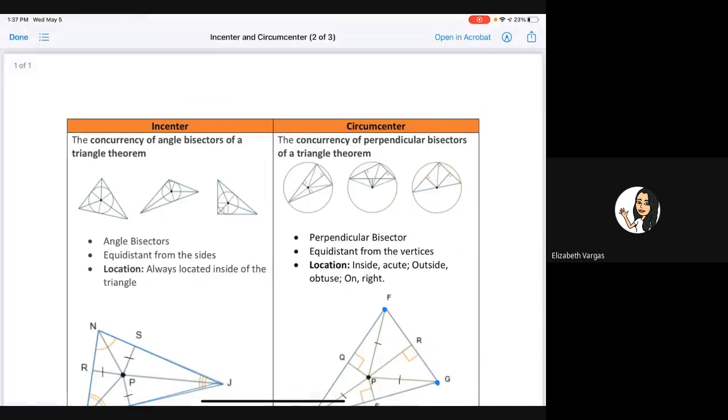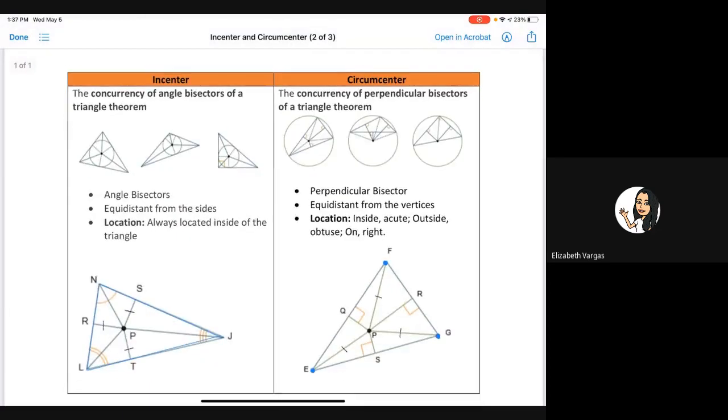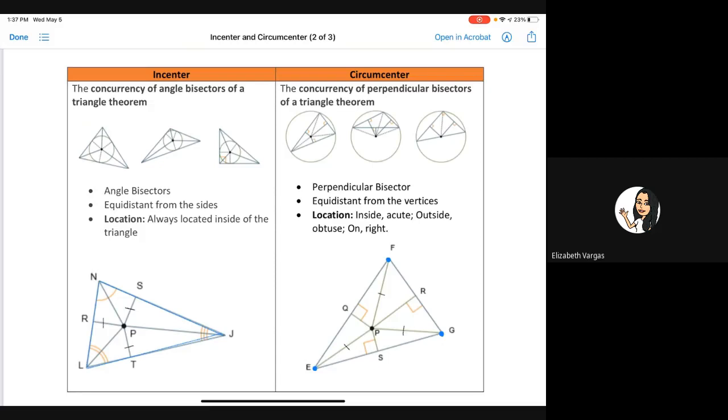So if we were to identify that, this is how we're going to be able to compare them. The incenter uses the concurrency of the angle bisectors of a triangle theorem. The incenter works with angle bisectors. So if you see in your question anything that has to do with angle bisectors, or it tells you it's an incenter, you know it's going to work with angle bisectors.